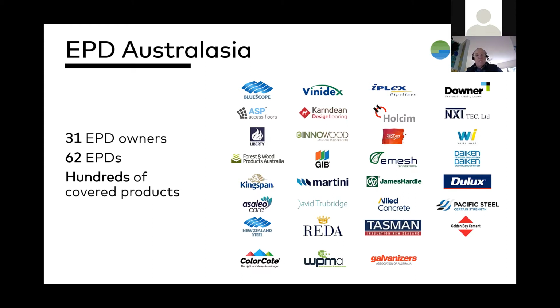We've done an EPD for the whole rail carriage for the Northwest Rail Link in Sydney. So you can get from very simple products to very complex products, you can get the environmental impact data.